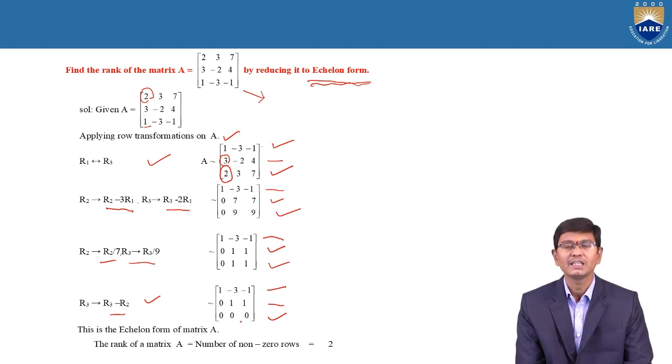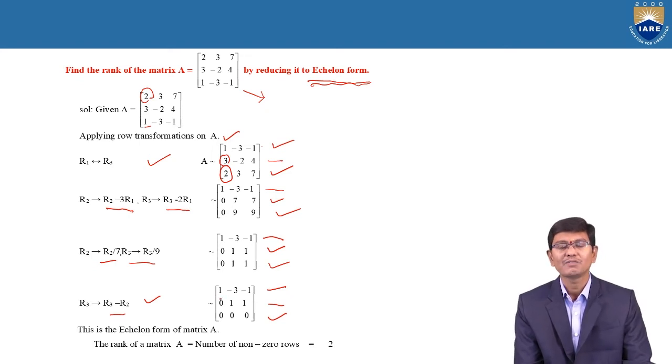Therefore, the first condition is satisfied. For the second condition, before the non-zero number there is no 0. While observing the second row, before the non-zero number it is 1 0, and again it is clearly satisfied. It is the echelon form of a matrix.